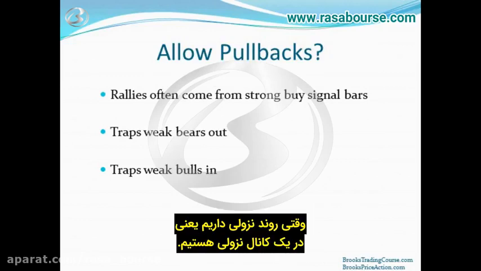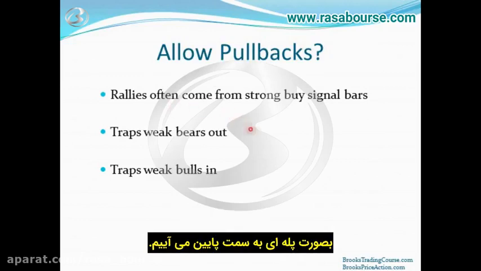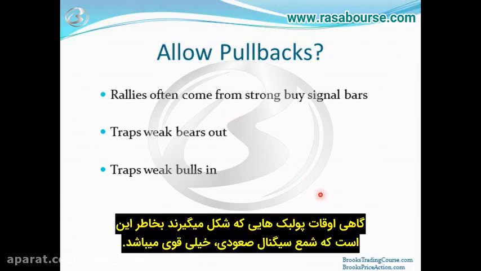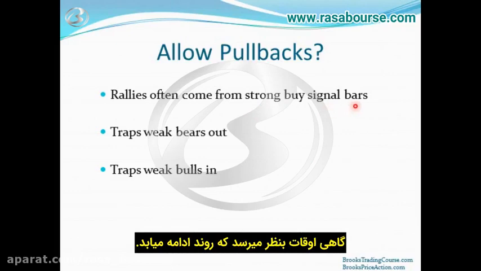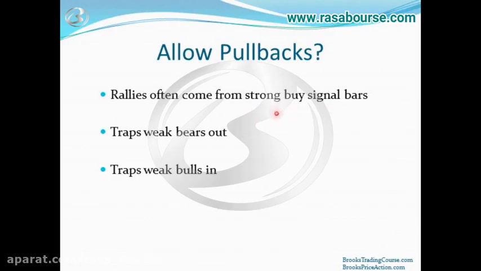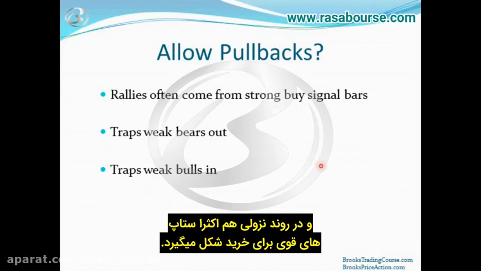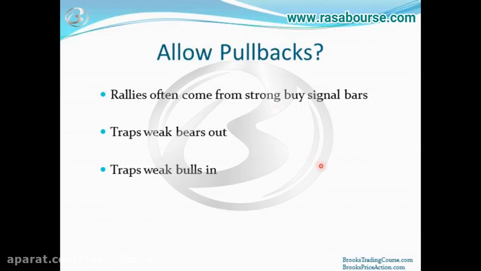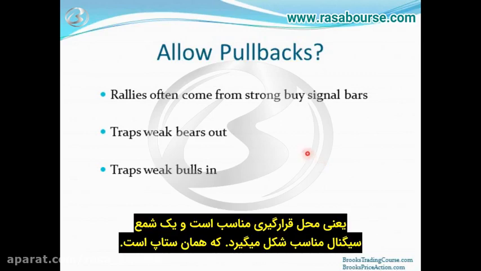Okay, when you're in a bear trend, you're channeling down, stair-stepping down. Every pullback that you get, sometimes they come from very strong buy signal bars. So sometimes it looks like the trend is resuming. But remember, you're in a bear trend at this point, and bear trends often have strong-looking buy setups. The context looks good, and you get a good signal bar.